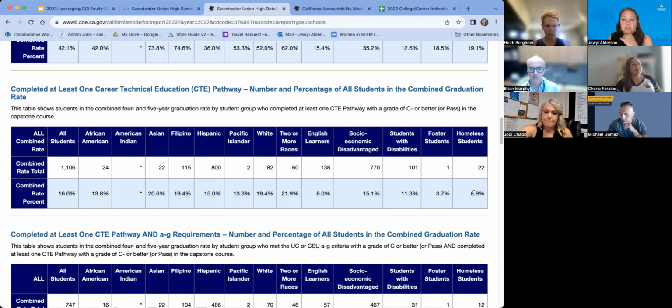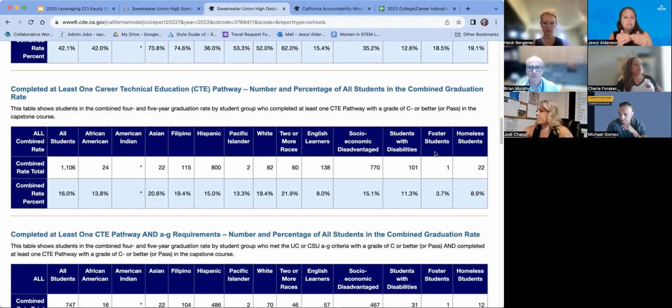There are some groups, like only one foster youth in all of Sweetwater completed a CTE pathway. This would be a space where I could say, wow, this is an opportunity to work with my foster liaison, to talk to them about opportunities for students. Like there's things around if they are in one school, but they get moved foster homes, they're allowed to continue to go to that first school.